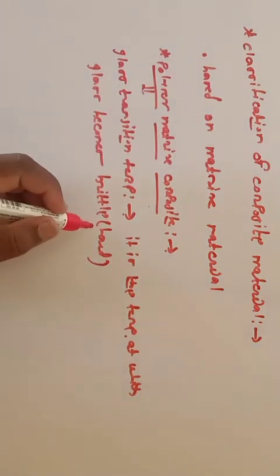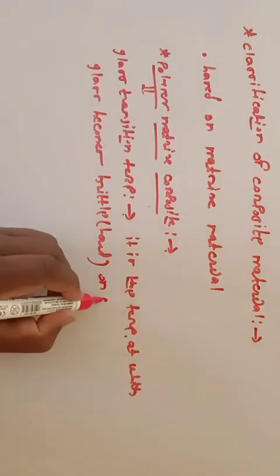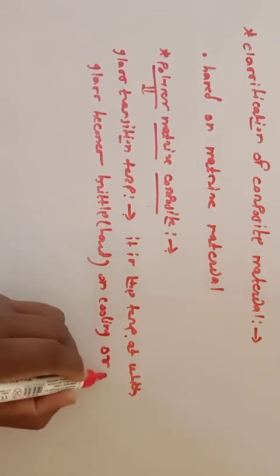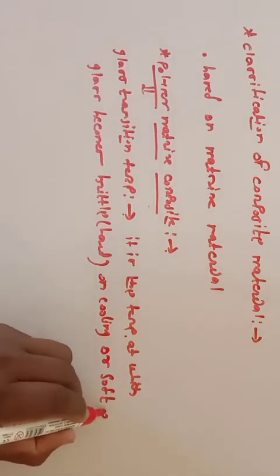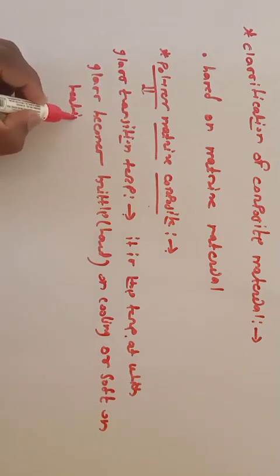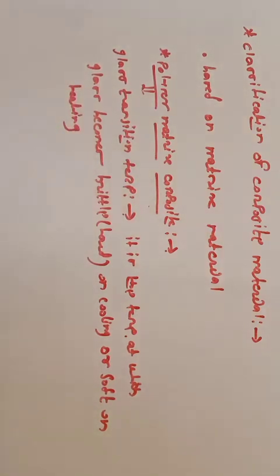Glass becomes brittle on cooling or soft on heating. So it is the temperature at which the glass becomes brittle, that is hard on cooling or soft on heating, is considered as the glass transition temperature. So okay, these are some important points.